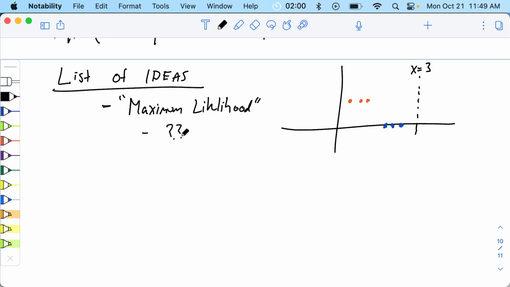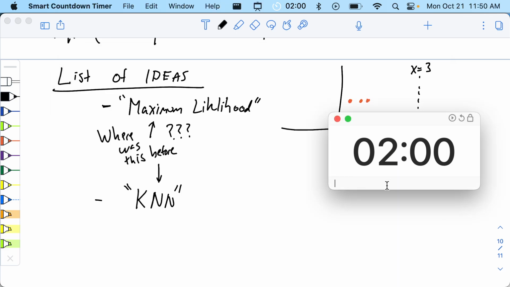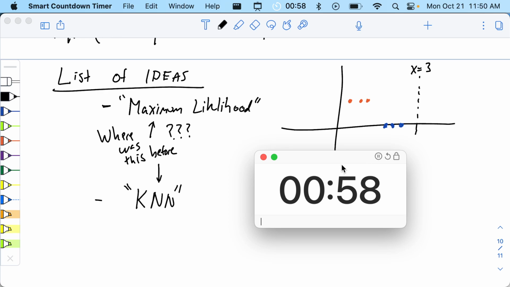So I'm going to give you 1 minute. Where did we see it before? We saw maximum likelihood earlier in the course. And another one that was on there is KNN. We also saw this before. These are two methods we saw before in the course that were answering different questions, but the general idea can be used here. So I'm going to give you 1 minute to try to recall where this was used before, and then I will tell you the answer.